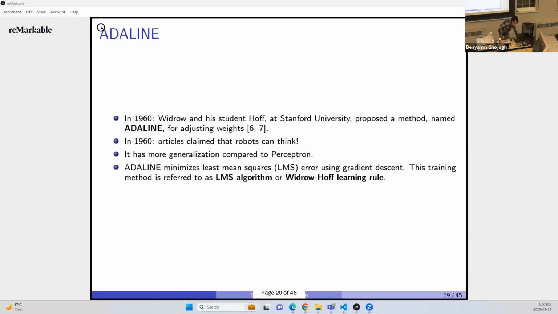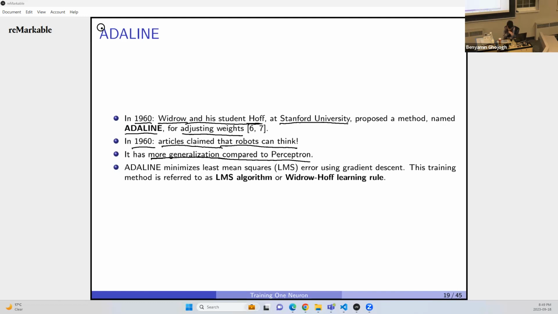In 1960, Widrow and his student Hoff at Stanford University proposed a method named ADALINE for adjusting weights. In 1960, articles claimed that robots can think. Okay, again, they got excited. It has more generalization compared to Perceptron.